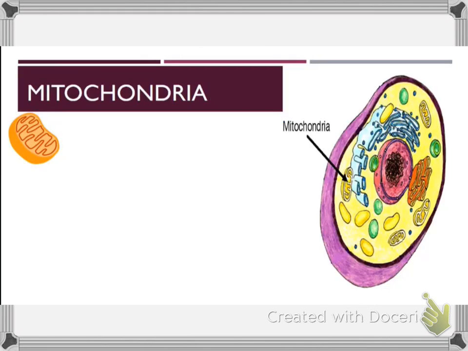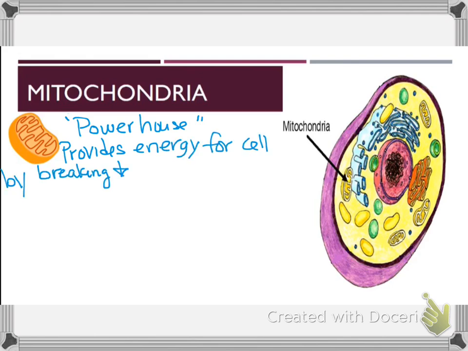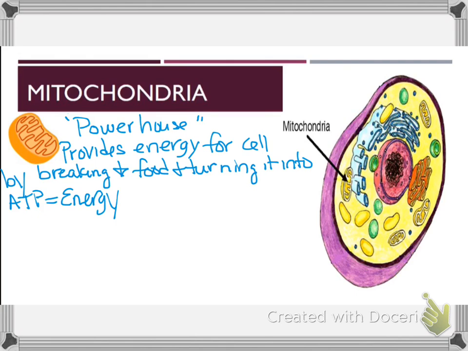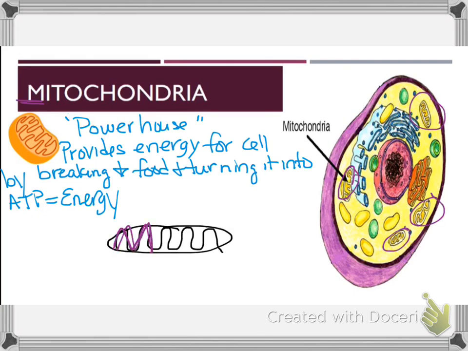Your next term is mitochondria. A mitochondria is called the powerhouse of the cell. It provides energy for the cell by breaking down food and turning it into ATP. ATP is just a fancy word for energy. A mitochondria looks like a jelly bean, and then it has these squiggles in there. And if you use your imagination, you can see the M in the squiggles, and M stands for mitochondria.